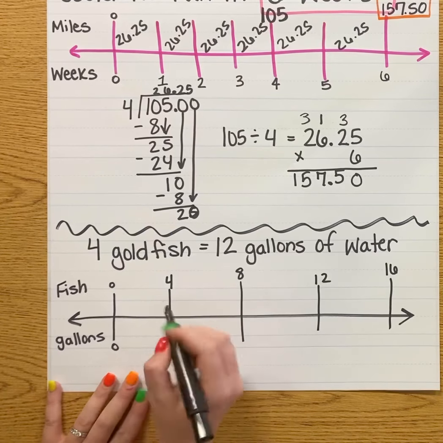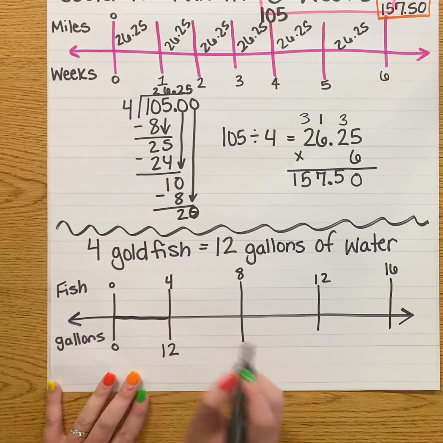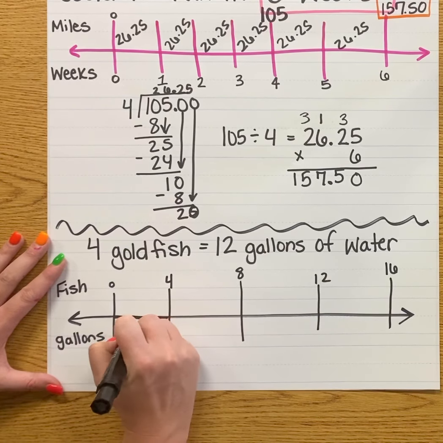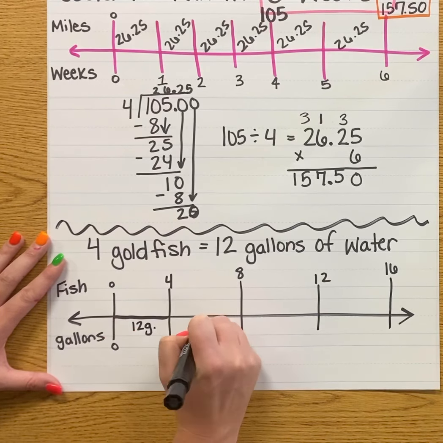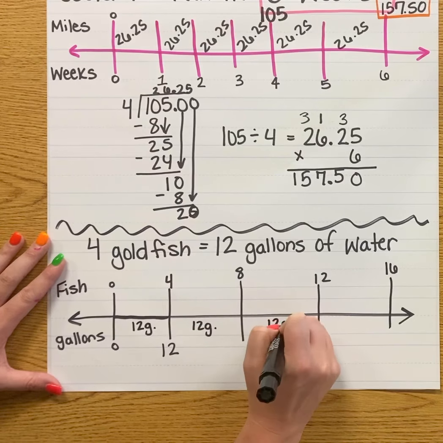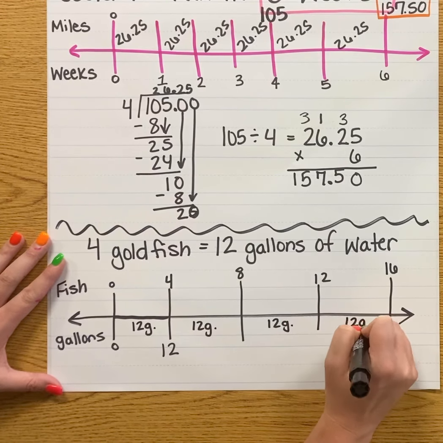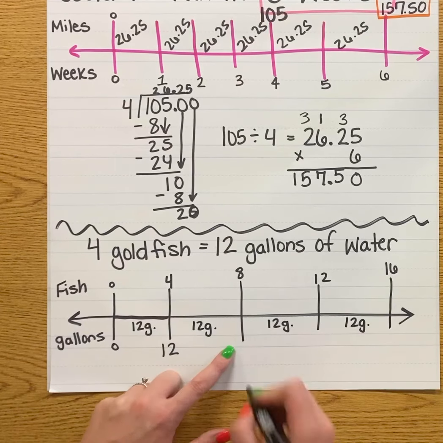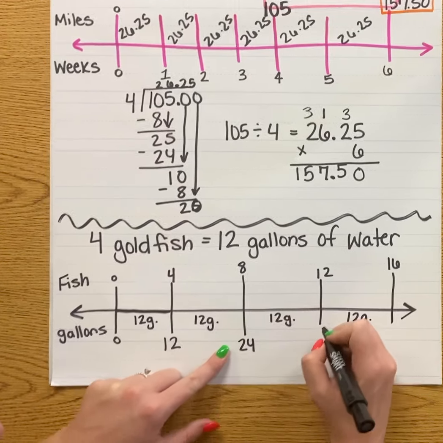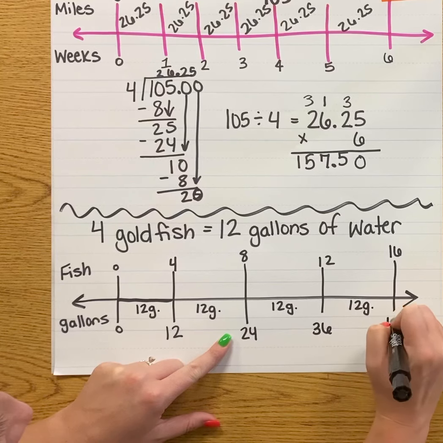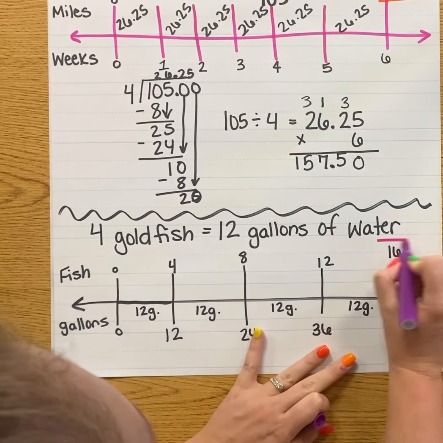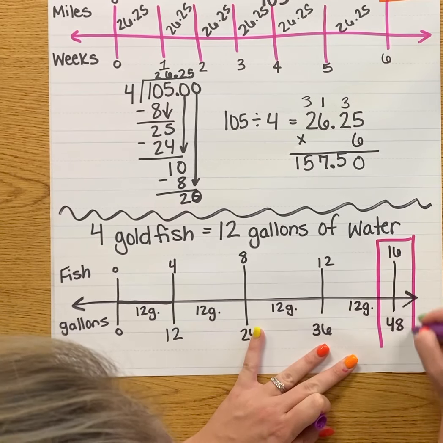So in here, I went from 0 to 12, which means the value for each one of these is 12 gallons. Because every time I add 4 more fish, I have to add 12 gallons of water. So plus 12, plus 12, plus 12. So for 16 goldfish, I need 48 gallons of water.